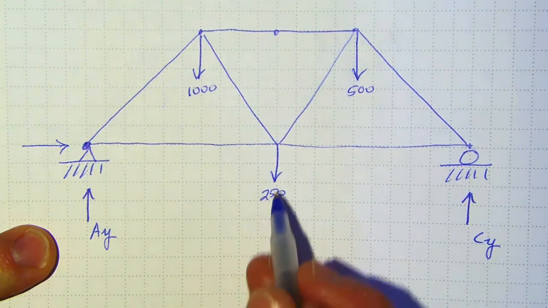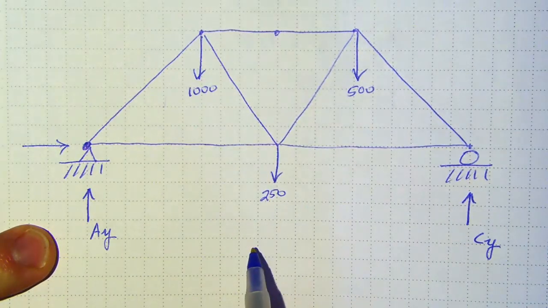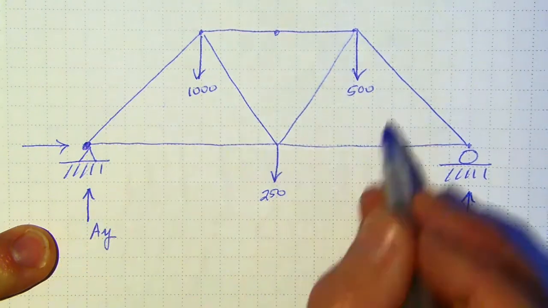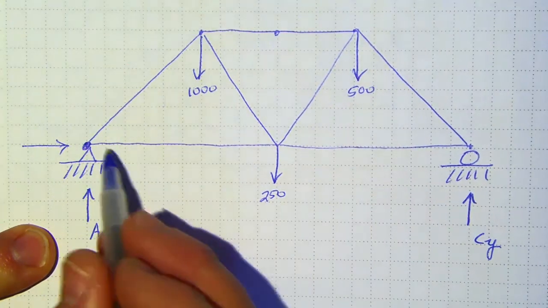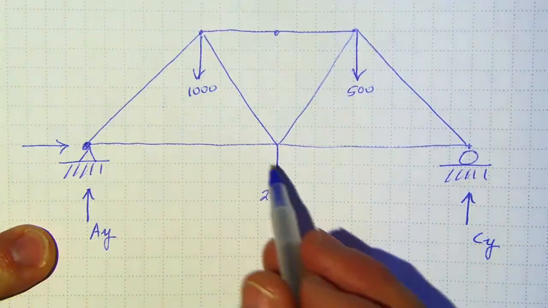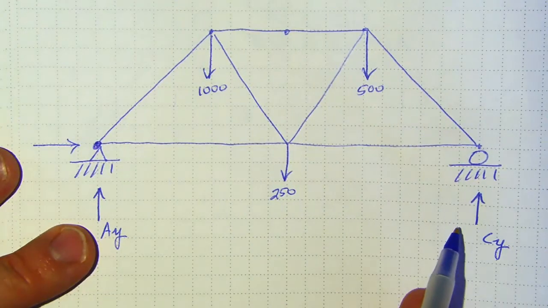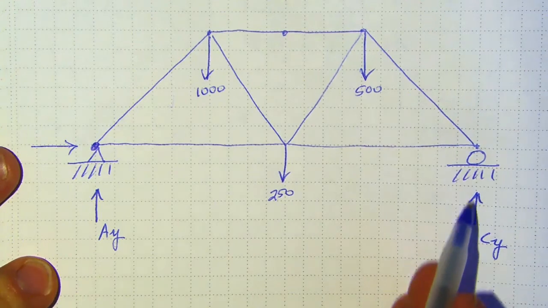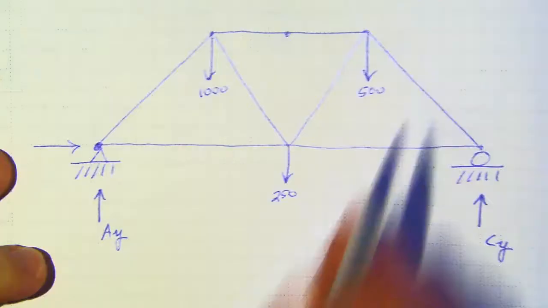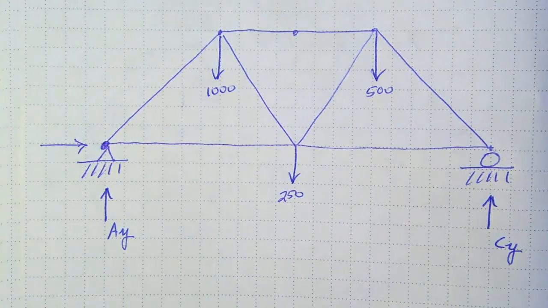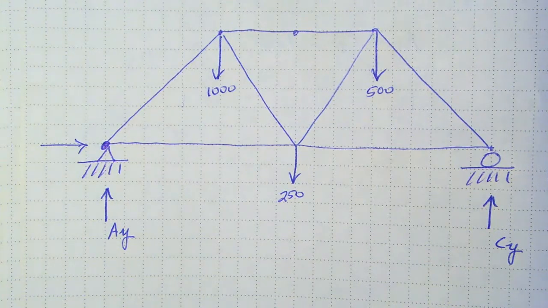The same thing here. This one's trying to twist the entire truss clockwise around that point. This one's trying to twist clockwise around that point. Well, you've got three trying to twist clockwise, and this one, very critical, is trying to support it and make the rotation counterclockwise.